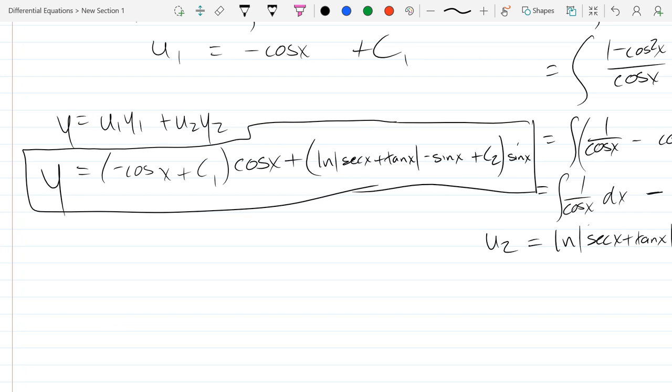So we have one more section before we get into Laplace transforms.